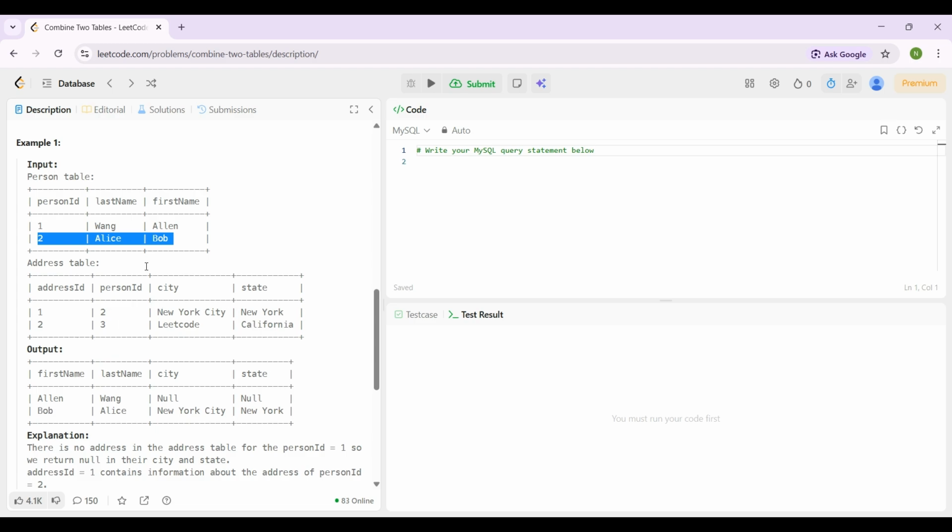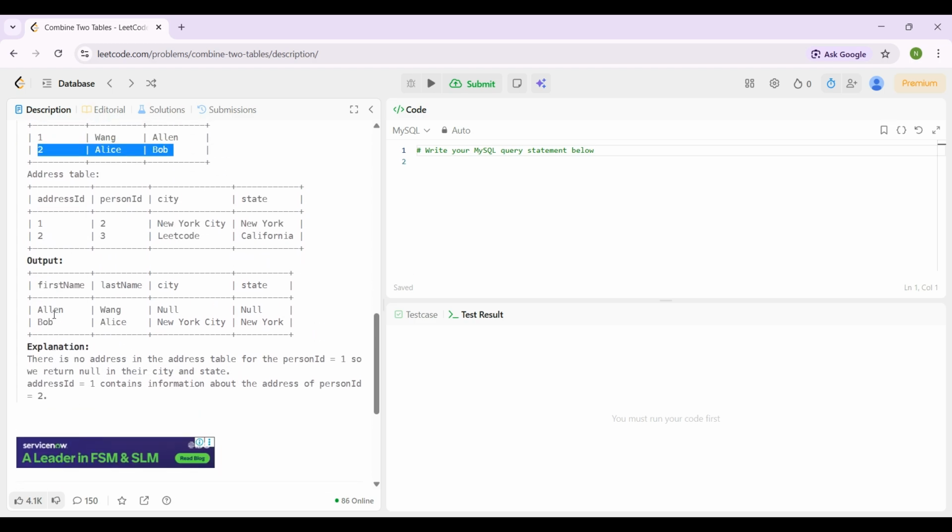Understood? See here, there is no person ID 3. There is no person ID 3 in this table, but here we have 3. But we are not returning those values. Observe, LeetCode California is not displayed here because we didn't have person ID 3 here. We are doing left join. That means we want all the values from person table, not this table. So, the person ID 3 is not present here. If the person ID 3 is present here, all the values will be displayed here. Understood?